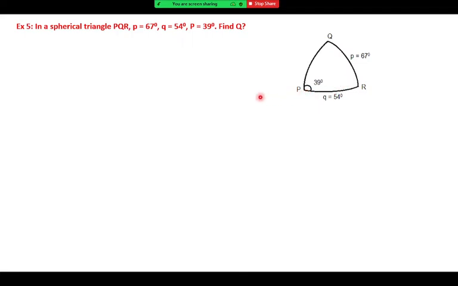Let me do it step by step. So step number 1, by sine rule, this is the sine formula first. Sine of capital P upon sine of small p is equal to sine of capital Q upon sine small q.